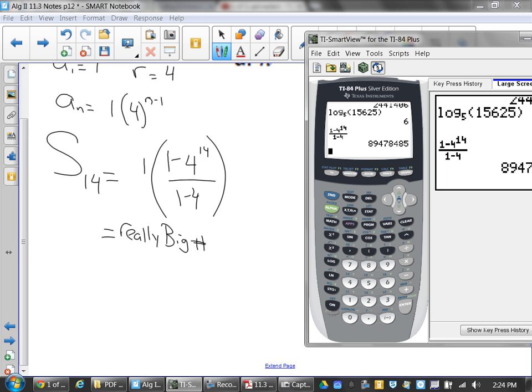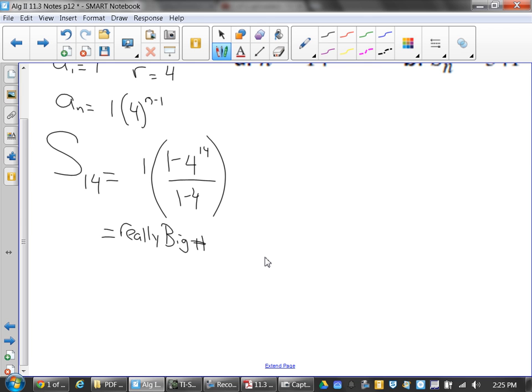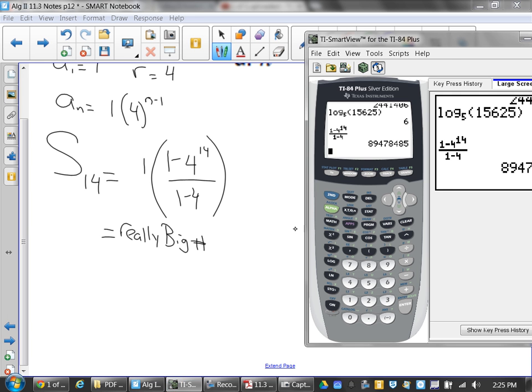Remember, when you get to this part here, since you're just using direct substitution, don't overthink it. All you have to do is type it straight in. You're going to get the answer right every time, hopefully. Really big number.